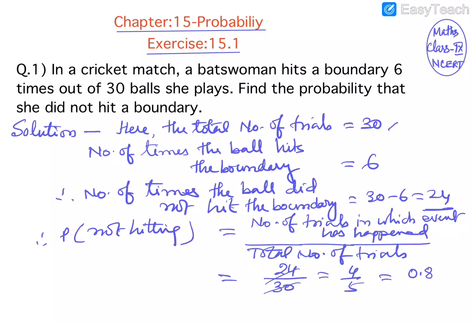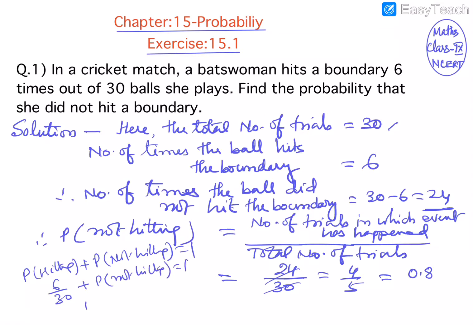The same problem can be done using the formula probability of hitting plus probability of not hitting is equal to 1. Probability of hitting will be 6 upon 30, and this is to be find out. So this can be calculated as 1 minus 6 by 30, that is 24 by 30.